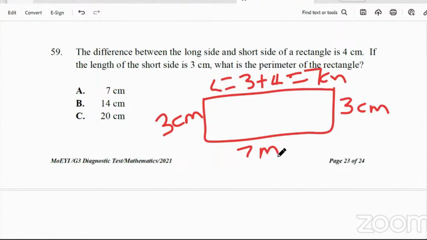And so 7 plus 3, that's 10. 10 plus 7, that's 17. 17 plus 3 more, that's 20. So the perimeter is 20 centimeters.